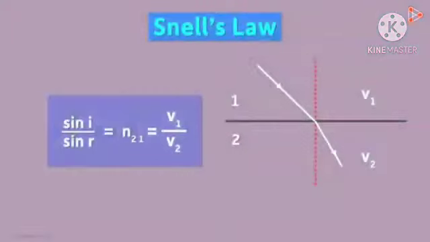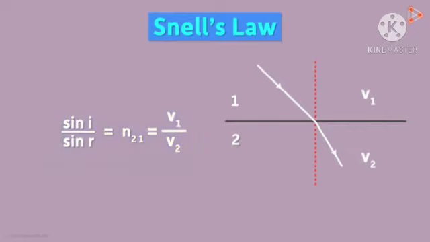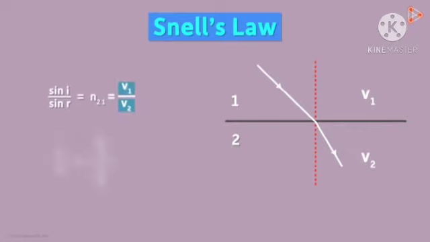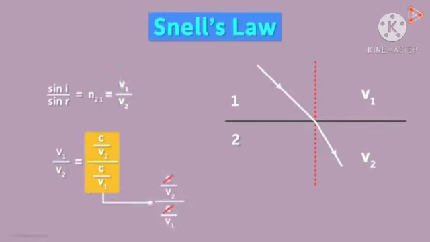So can we find this ratio in terms of n1 and n2? Yes, we can. We just use some very basic math. We can write this ratio like this, where c is the speed of light in vacuum. Yes, if you simplify this ratio, we will get V1 over V2.